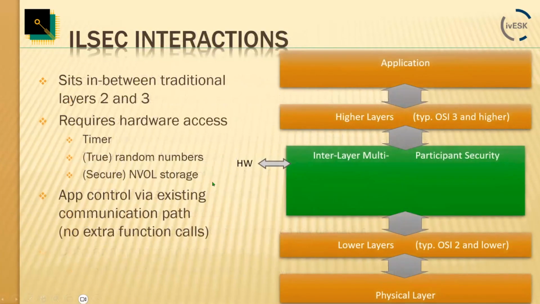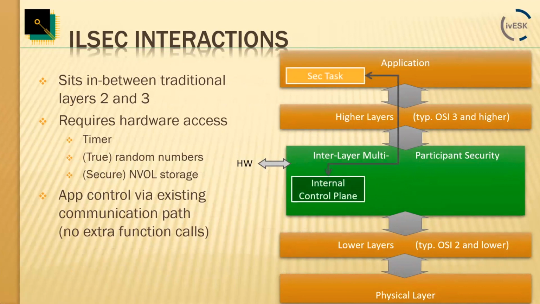With this slide, I just want to briefly show you why we call it interlayer security, because it really sits in between the layers. And the idea is to have it so transparent that you have no direct function calls into this layer. So it should go right within a communication layer, and all communications to within this layer go through your regular channels. And the idea here is that we define an internal control plane.